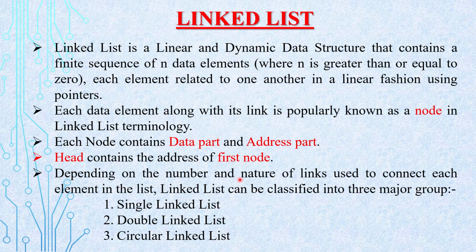Depending on the number and nature of the links used to connect each element in the list, linked list can be classified into three major groups: single linked list, double linked list, and circular linked list.